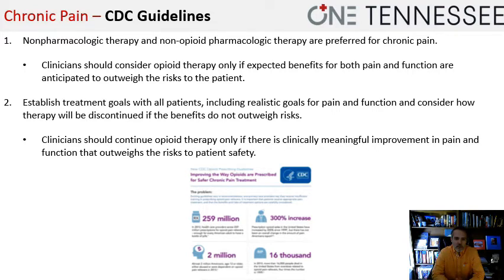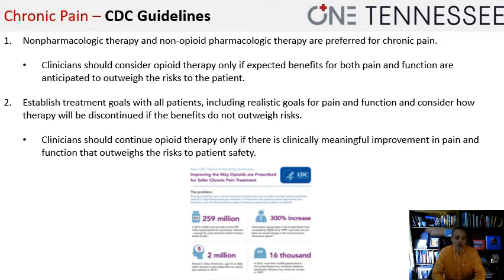And we know what those risks are: physical dependence that trickles into full-blown misuse and abuse, a subsequent opioid use disorder, and on the far end of that, a potentially fatal overdose. Second, we should establish realistic treatment goals with all patients, including realistic goals for pain and function, and we should consider how therapy would be discontinued if the benefits do not outweigh the risks.